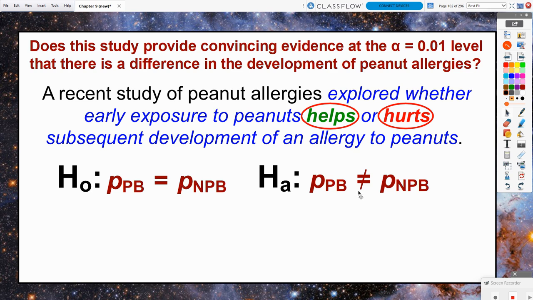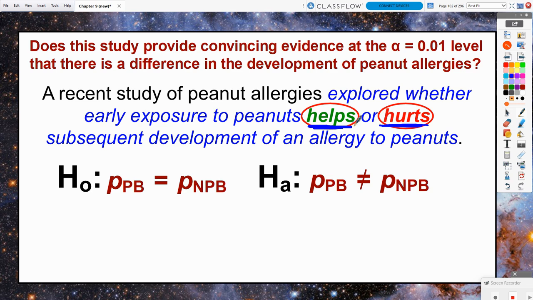But the alternate hypothesis, and this is where initially people are like, why is this two-sided? Shouldn't we show that it's greater than or less than, that one group would be more prone to peanut allergies than the other? The thing is, at the initial onset of this study, the researchers didn't know if exposing babies to peanuts early on would help reduce the amount of allergies to peanuts, or if it would actually hurt, increasing the incidence of kids that are allergic to peanuts.